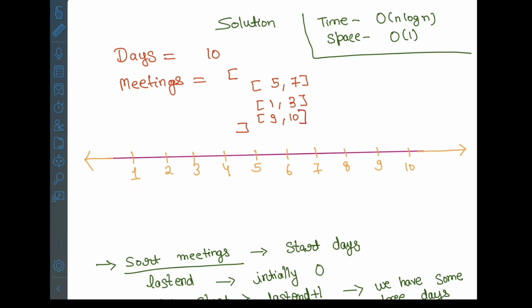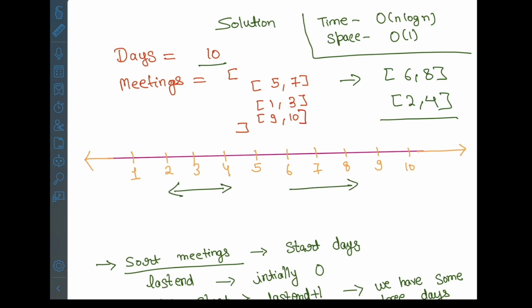Now let us take another example where the number of days is 10 and the input is 6 to 8 and 2 to 4. In this case you will find that days 2 to 4 are days when there are some meetings, and days 6 to 8 are days when there are some meetings. Now let us again process our input one by one.